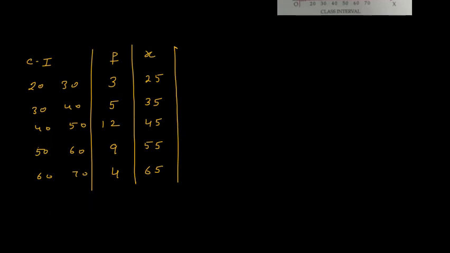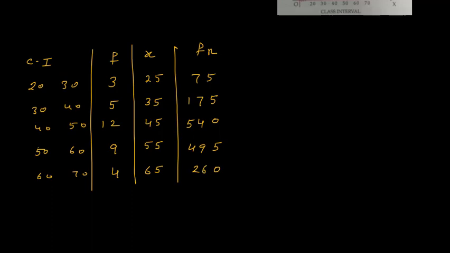Directly we can multiply. 25 times 3 is 75, this is f into x. 5 times 35 is 175, then 12 times 45 is 540, then 9 times 55 is 495, 4 times 65 is 260. This is fx.